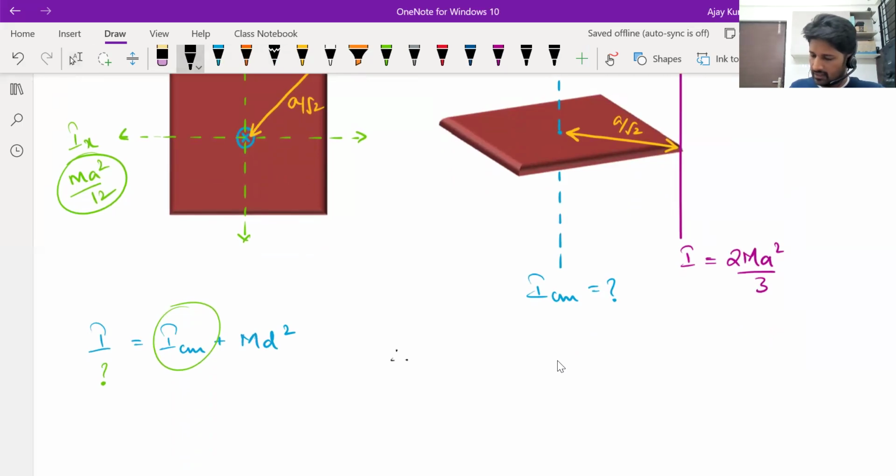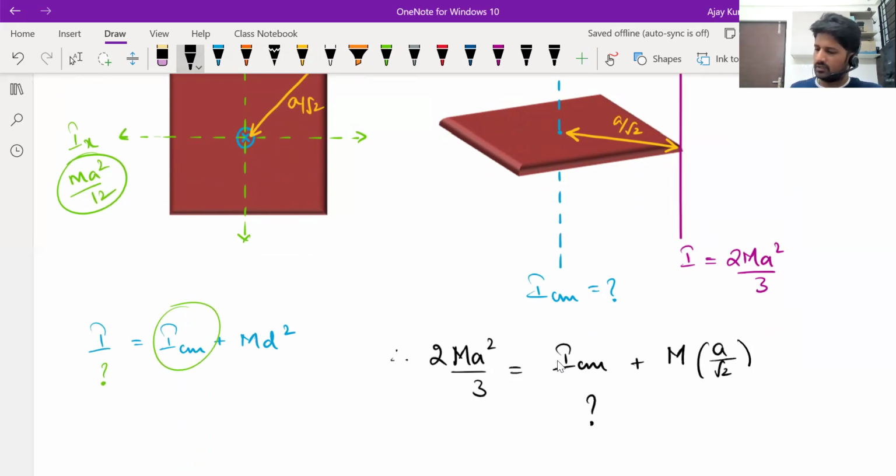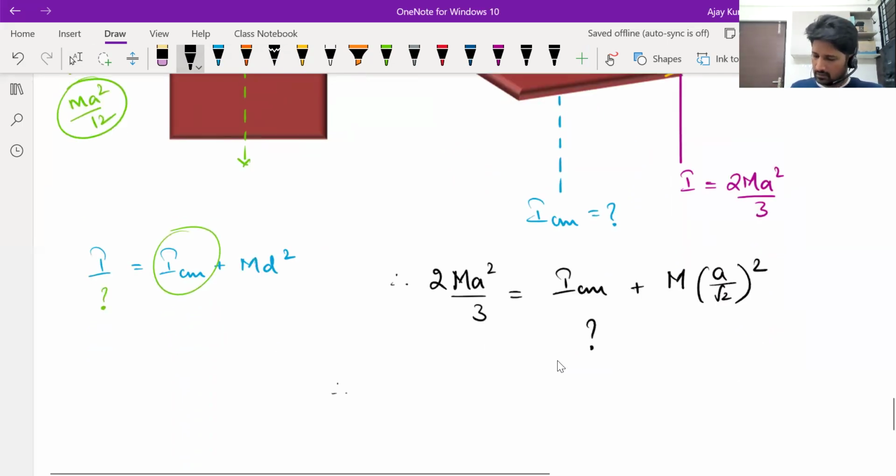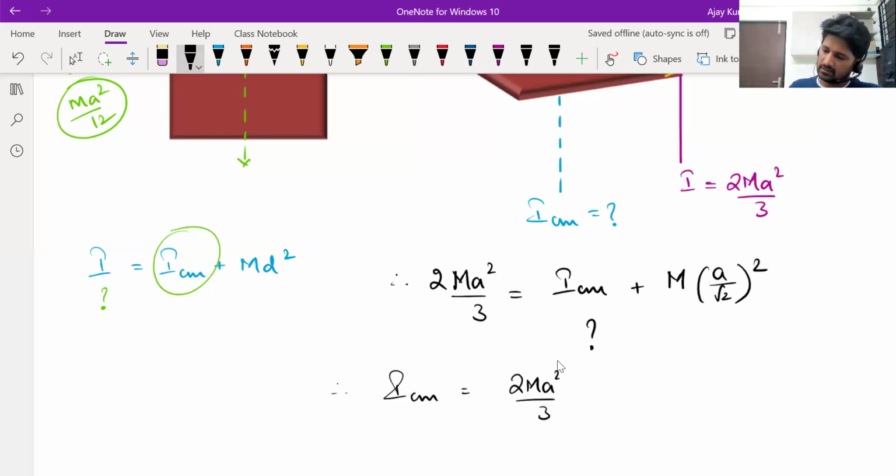Therefore, we can write I, which is 2ma square by 3, is equal to ICM, that is what we need to calculate now, plus m d square. How much is d? A by root 2, and you square it. Therefore, we get the required ICM as 2ma square by 3, and on this side, a by root 2 whole square is a square by 2. Send it to the left hand side, minus ma square by 2.